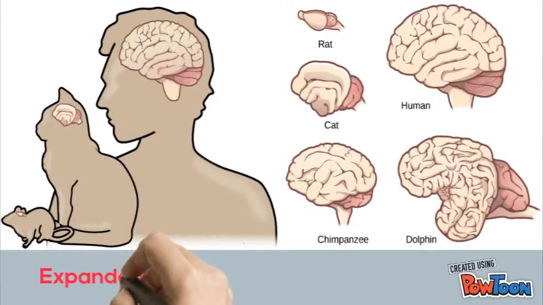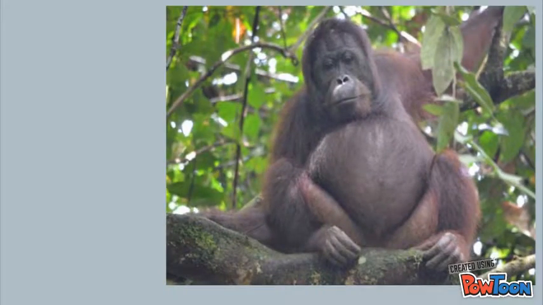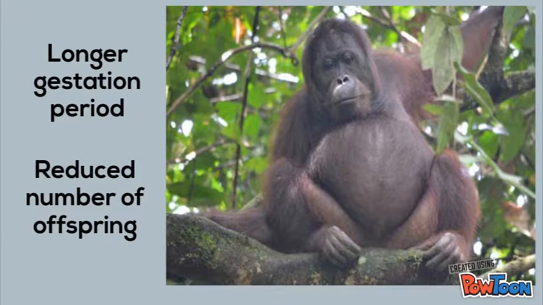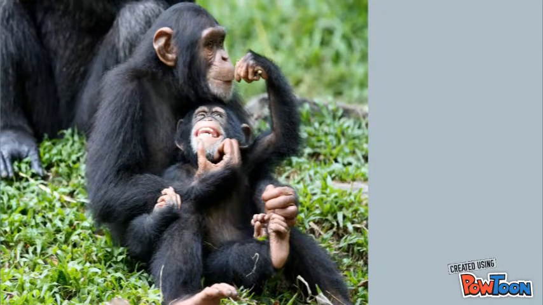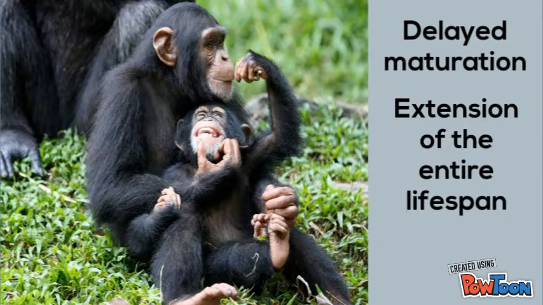In relation to other mammals, primates have a more expanded and elaborate brain. Compare the complexity of the human brain and the chimpanzee brain with that of the cat brain in this illustration. When compared to other mammals, primates have a longer gestation or pregnancy period and a reduced number of offspring. They usually have 1 offspring, but in some species, they may have twins. They also have a long infancy and juvenile learning period and an extension of the entire lifespan.